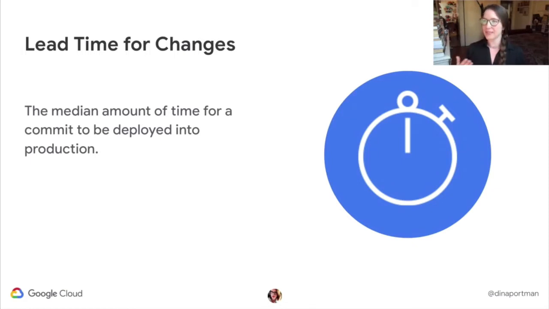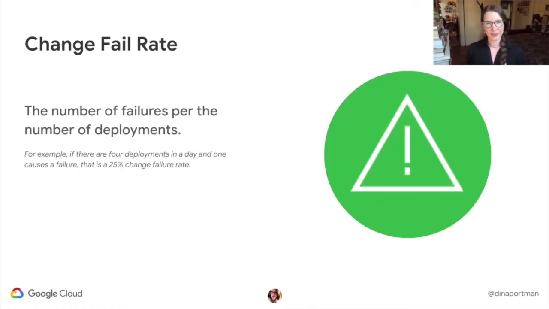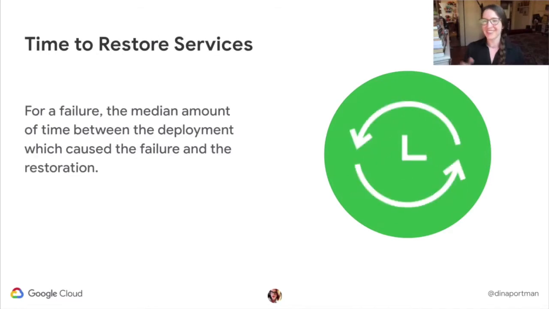Now, on the stability side, we have change fail rate, which is the number of failures per the number of deployments. So for example, if you had 4 deployments in a day and one of them caused a failure, then that would be a 25% change failure rate for that day. Next, we have time to restore services. So for a given failure, or for all your failures, this is the median amount of time between the deployment which caused the failure, and the restoration.